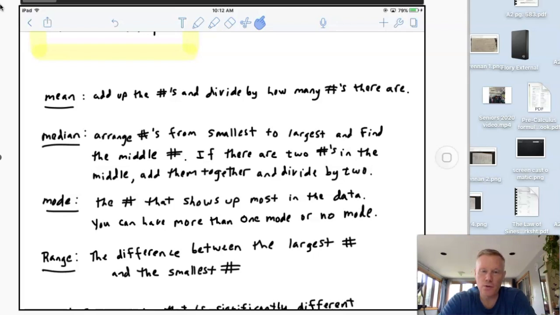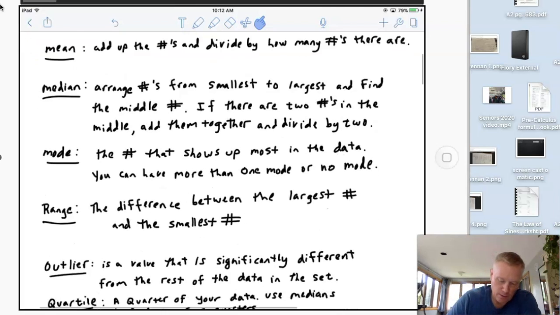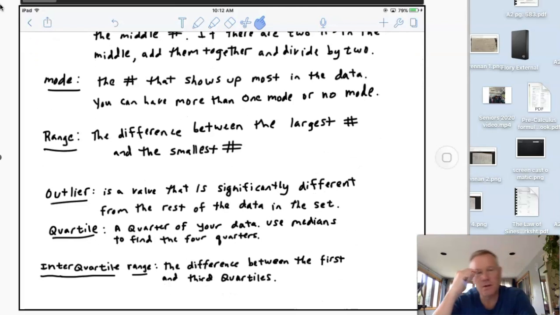Mode is the number that shows up the most in the data. You can have more than one mode, or you can have no mode if there's no numbers that repeat. Range is the difference between the largest number and the smallest number. And a couple other ones here are outliers. Outliers is data that's significantly different from the rest of the data in the set.